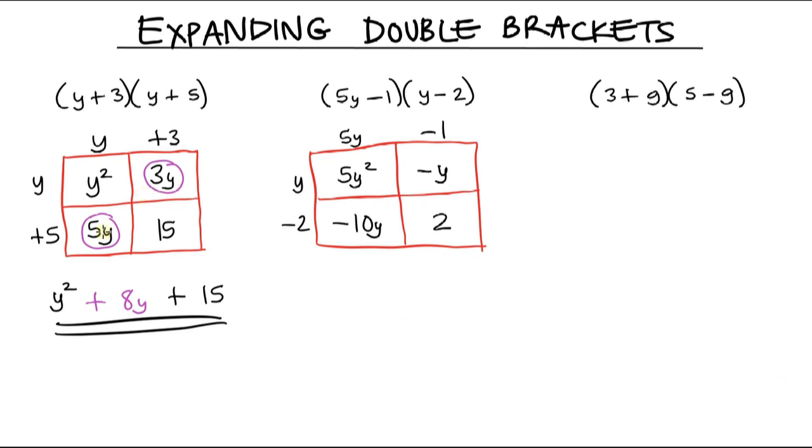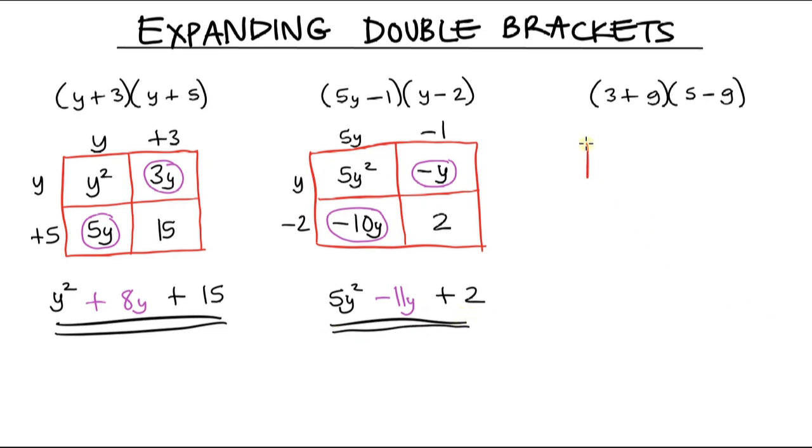Okay, now just like before, we can simplify. So we've got 2 terms that involve a y. So we've got negative 10y and negative y. That will become negative 11y. So our final answer is going to be 5y squared. And then these two simplify to negative 11y. And then at the end, we've just got plus 2. So this will be our answer.